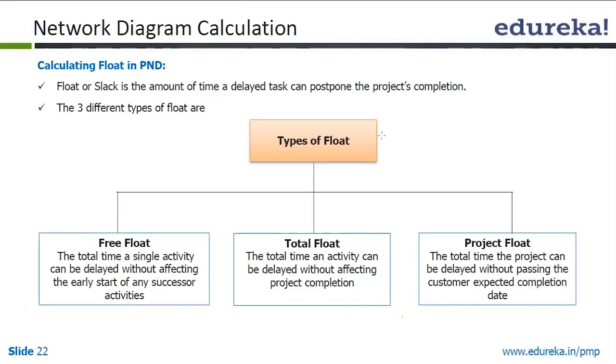And third is the project float. We had already said earlier that when we are making a project schedule, we actually create two schedules, one for the team and one for the customer. Which necessarily means that we have given the customer certain committed deadlines for the completion of the project or for deliverables. Project float is the total time the project can be delayed without passing the customer expected completion date.